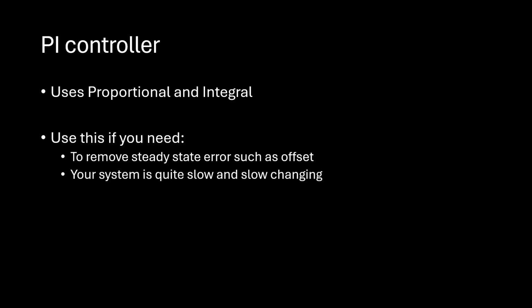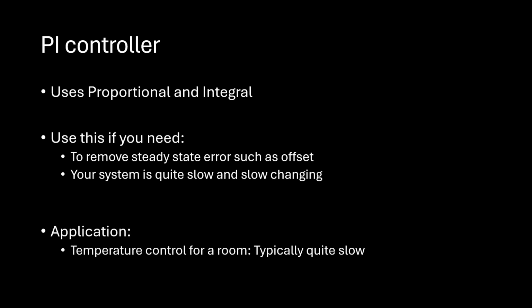Okay, next we have the PI controller. This is actually a more common type of controller, especially used for power supplies. This uses proportional and integral terms, so that's KP and KI. Use this if you need to remove steady state errors such as offset. You can also use this if your system is quite slow and slow changing.